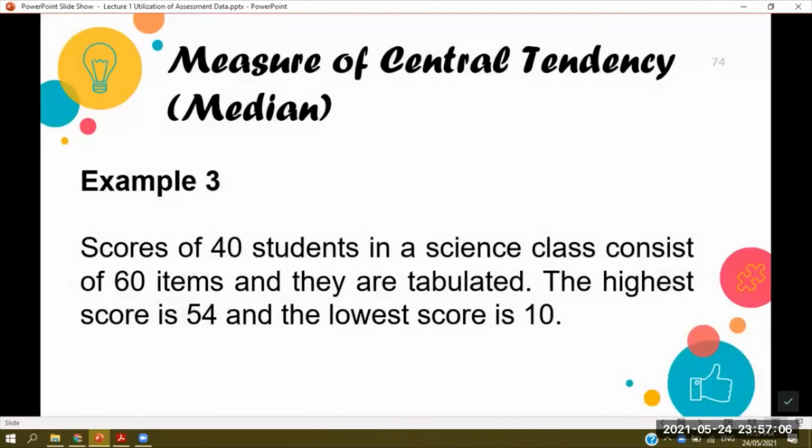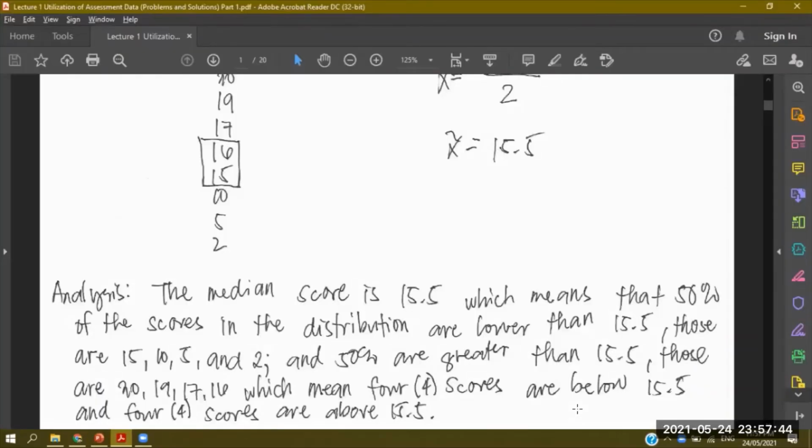Yes. For example 3, scores of 40 students in a science class consist of 60 items and they are tabulated. The highest score is 54 and the lowest score is 10. So we have to arrange this in such a manner that we should expect that 10 ang nasa taas, isulat una, and then ang last would be 54. Again, children, this is group data. Therefore, you should expect that you will be creating a frequency distribution table. Let's try to look at the example for median.